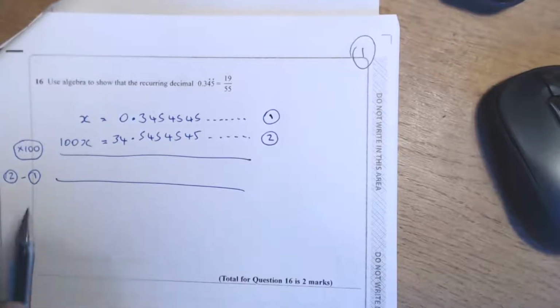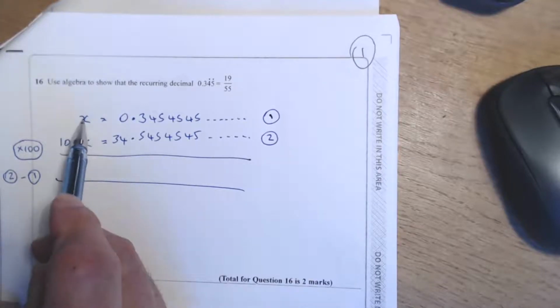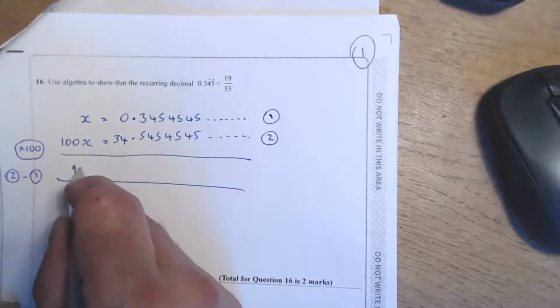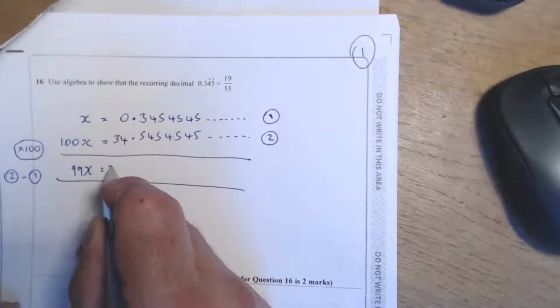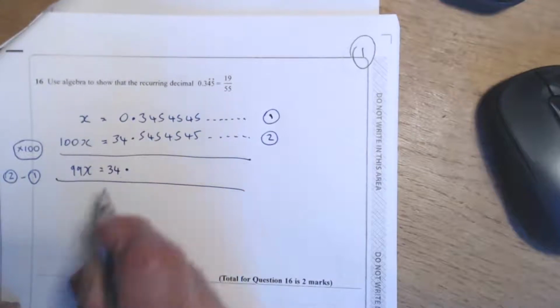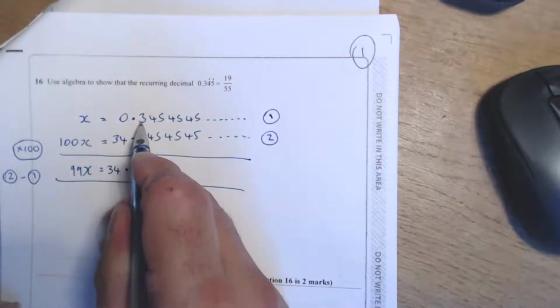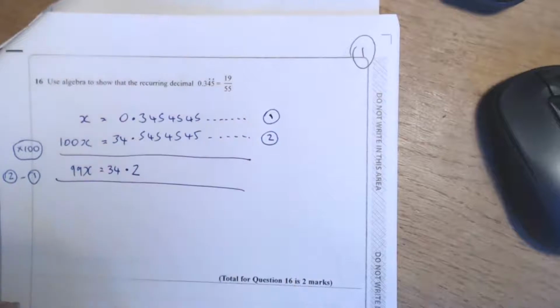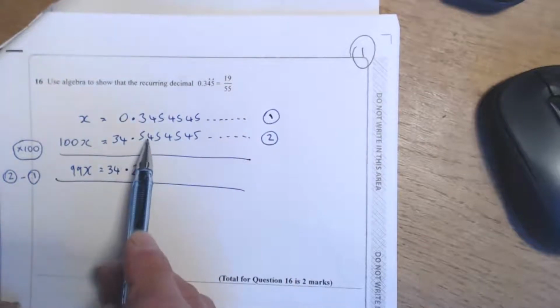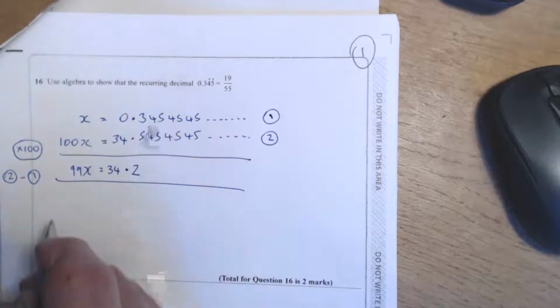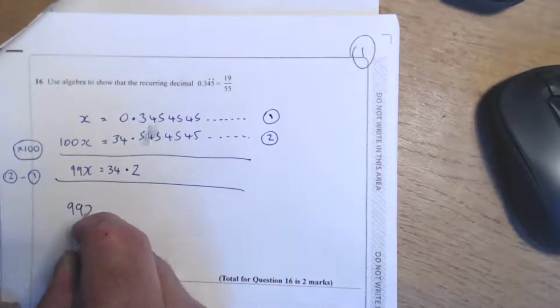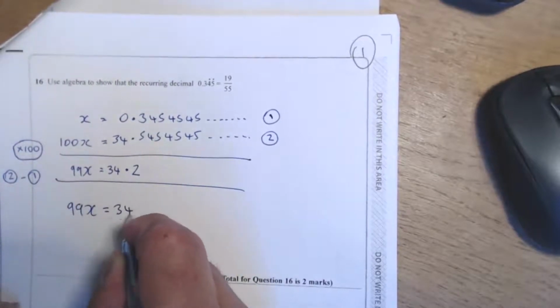So what I mean by that is this. Watch, 100x take away x is 99x. 34 take away 0 is 34. Put the decimal point in. 5 take away 3 is 2. And then everything else cancels out. 4 take away 4 is 0. 5 take away 5 is 0, and so on. So now we've got 99x equaling 34.2.